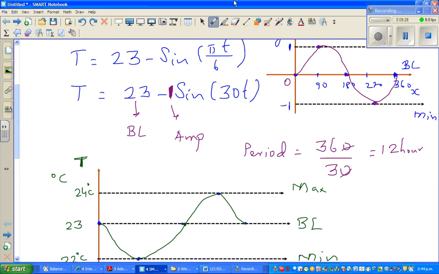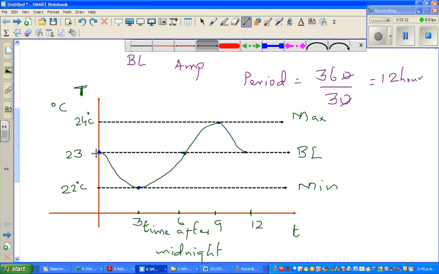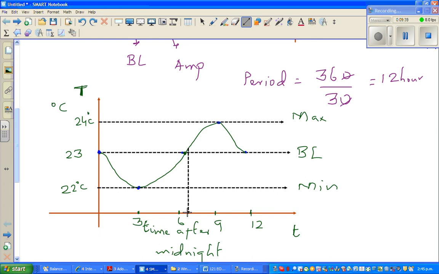The question is 23.4, and this is 23 degrees. So say this is 23.4 here, and as it is symmetrical, 23.4 will come here. So these two points are symmetrical over this value of t, which is 9. So this is t1, and this is my t2.